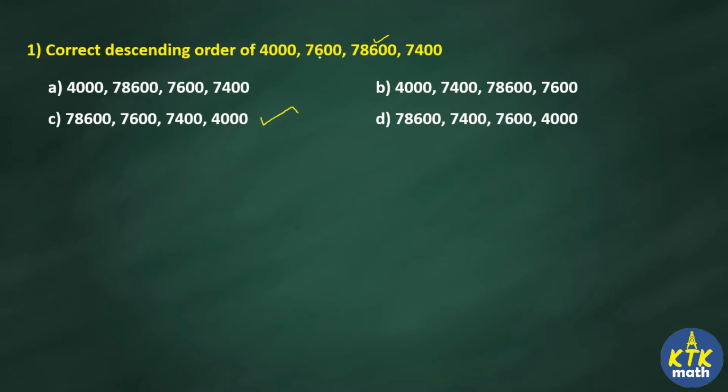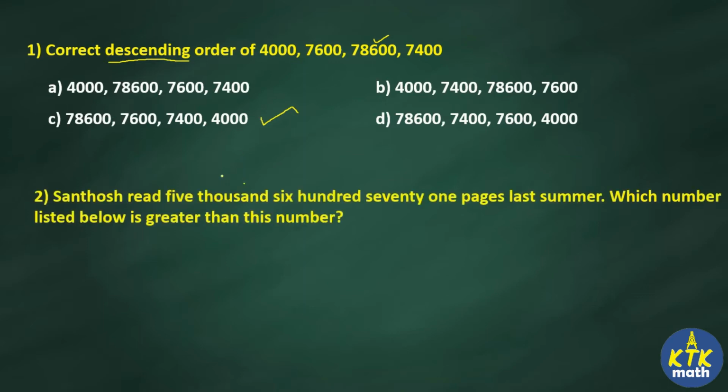So here all the numbers are very simple numbers only. Based upon the place values or based upon the number of digits, you can arrange the numbers in descending order. Okay, so make sure that they are asking in descending order. Okay, now let us go to the second question.